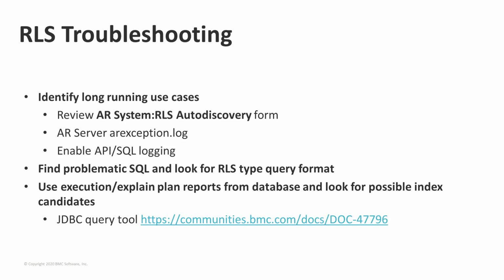The first step is identifying the query that is performing poorly. If you're using a Remedy version that includes the RLS Autodiscovery feature, you may find that the work has been done for you and that the queries are already logged in the system. Review the AR System RLS Autodiscovery form to see the details. The Server AR Exception log is also a useful file to review, as it may have captured examples of slow searches that you can use for further investigation.